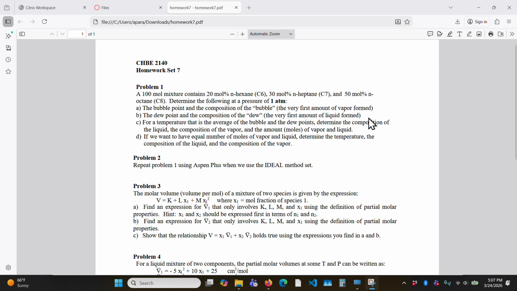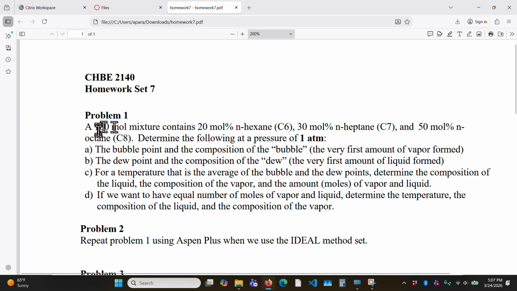Okay, in the last video we set up an Aspen simulation for a flash and just put in reasonable values for temperature and pressure and input the composition of the feed. In this video I want to talk in more detail about how to get the answers to these questions. So let's start with the bubble point.